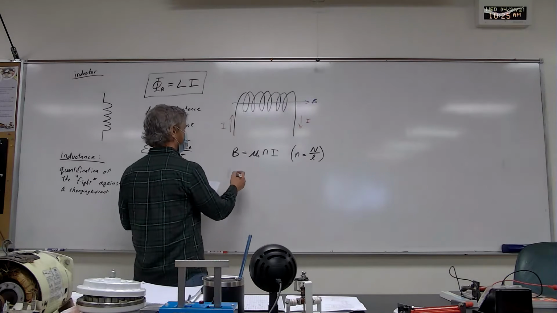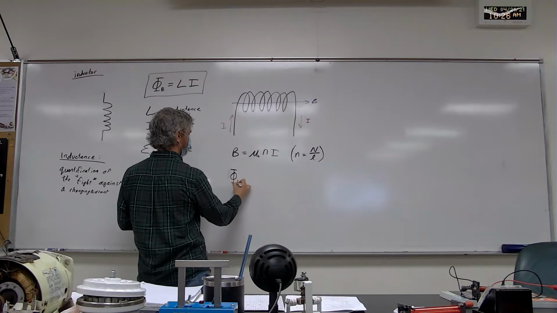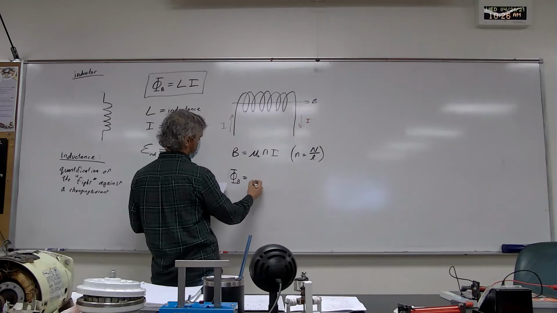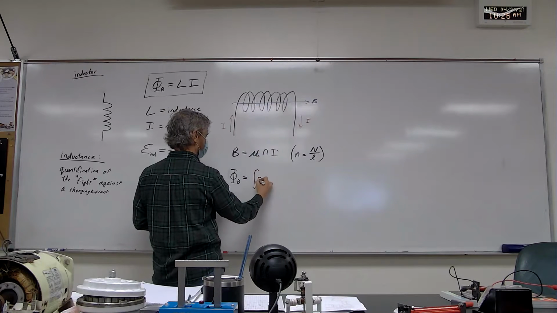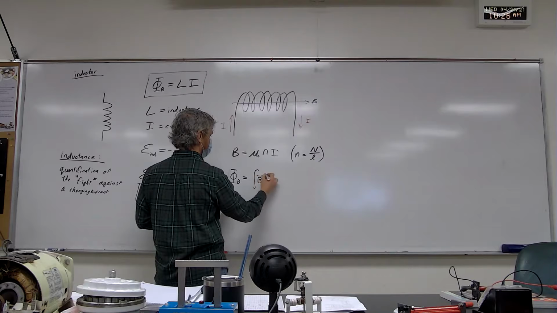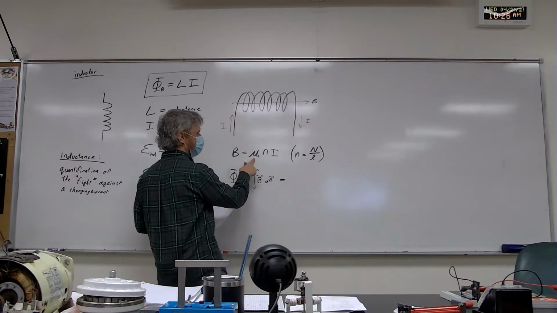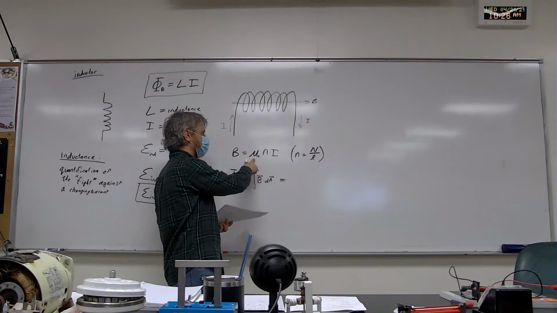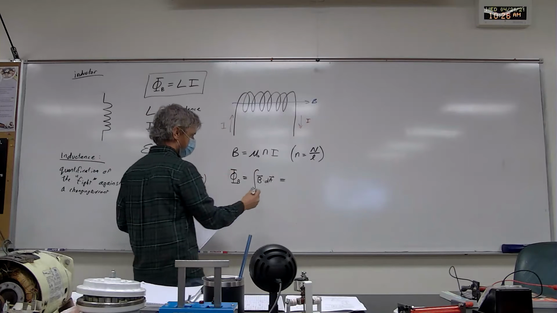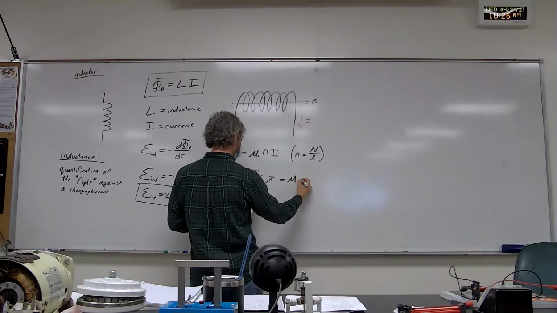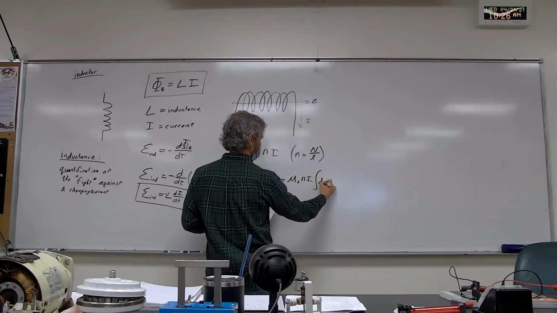And then if I know the magnetic field, I can calculate the total magnetic flux. This is similar to things we've already done. The total magnetic flux through this is going to be the integral of B dot dA. And so that's going to be the magnetic field. Mu naught is a constant, n is a constant, and in this case I is a constant. And so it's going to be mu naught n I times the integral of dA.